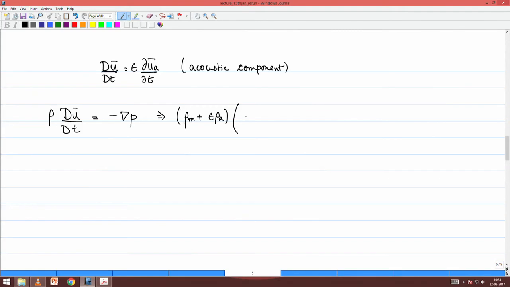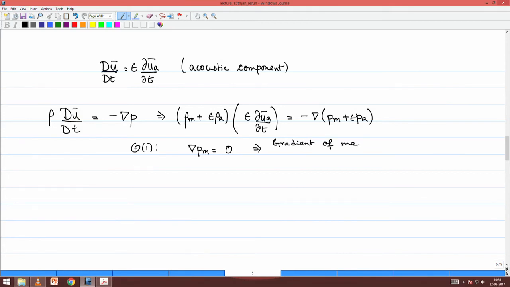Du dt is already known to be epsilon del UA del T, and finally, on the right hand side we have gradient of mean pressure plus epsilon times acoustic pressure. Now, what we do is that we again look at what happens at each order. So, at order 1 we include those terms which do not have any effect of epsilon, that gives us gradient of P m to be 0. So, this means that the gradient of the mean pressure is 0.